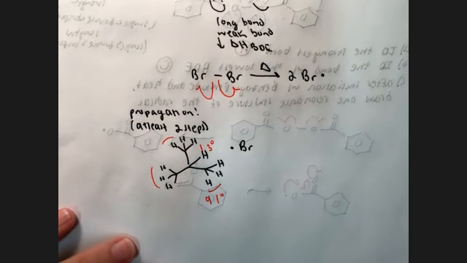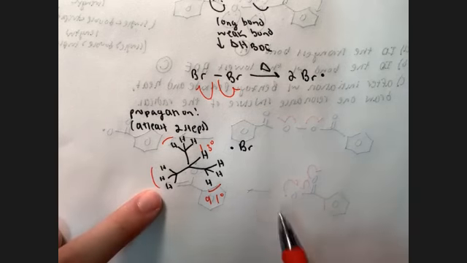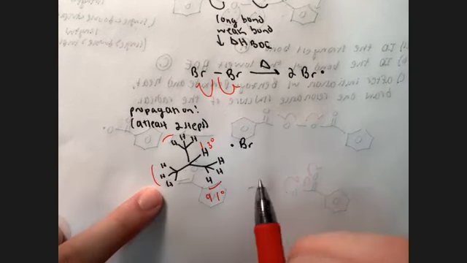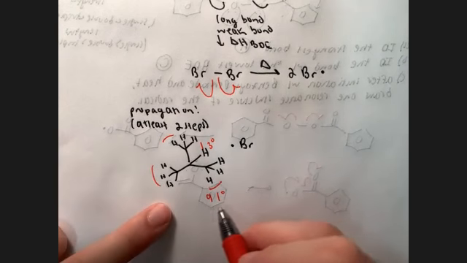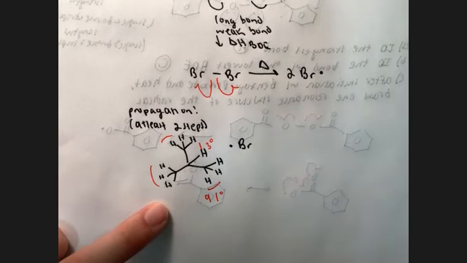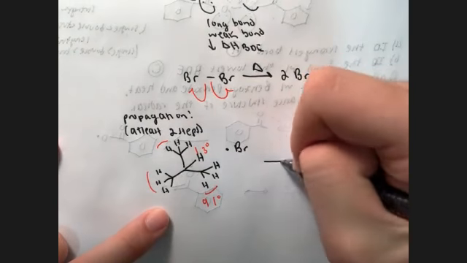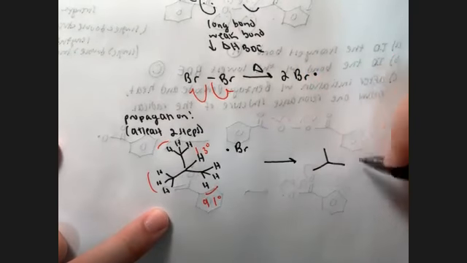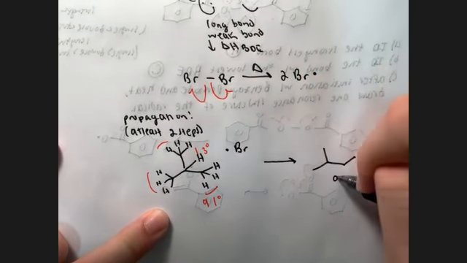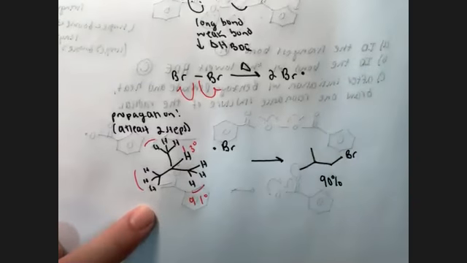Okay, so just purely based on statistics. Okay, so if there are 10 total protons, right? We see we have 10 protons, and let's say 9 of them are primary. I would expect 90% of my products to be this. Okay, does that make sense?